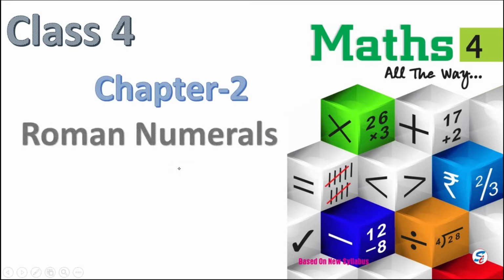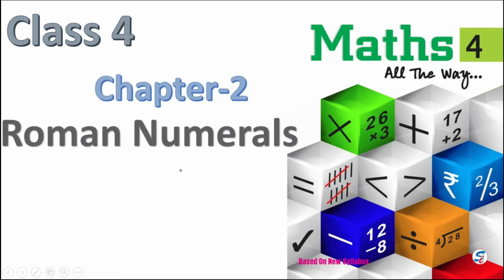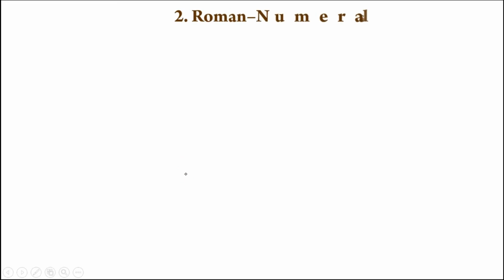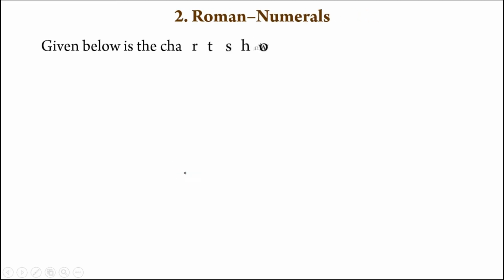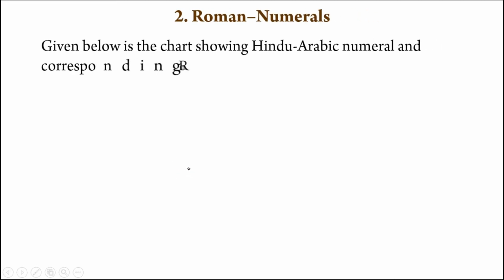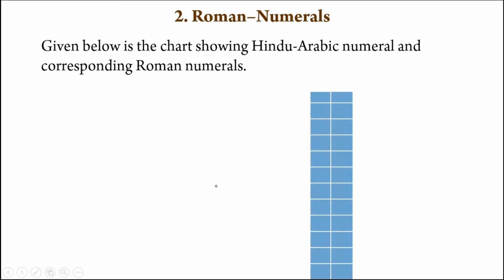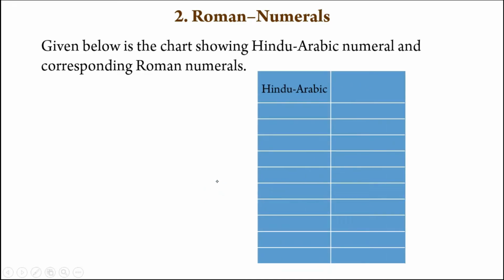Chapter number 2, Roman numerals. So let's begin. Chapter 2, Roman numerals. Given below is the chart showing Hindu Arabic numerals and corresponding Roman numerals. In Hindu Arabic comes our normal numbers, and in Roman numerals comes our Roman numbers.